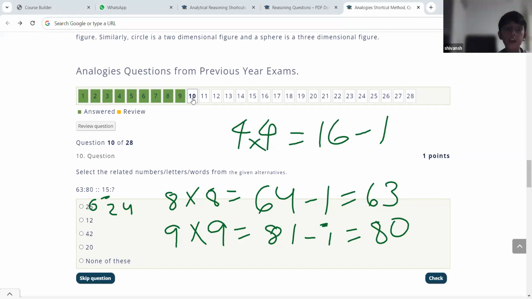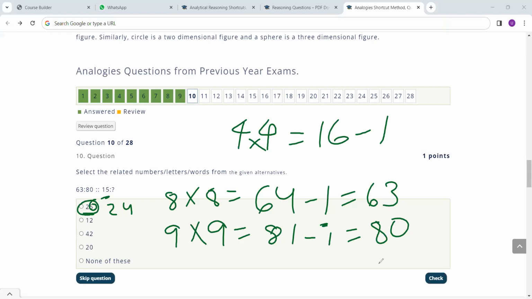It's none of these. Actually, it is none of these. So I did write it. This option should have been 24 and not 25. Then we would have got 5 times 5 is 25, and 25 minus 1 is 24. The answer is none of these.